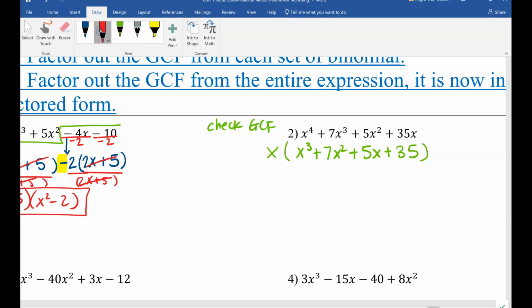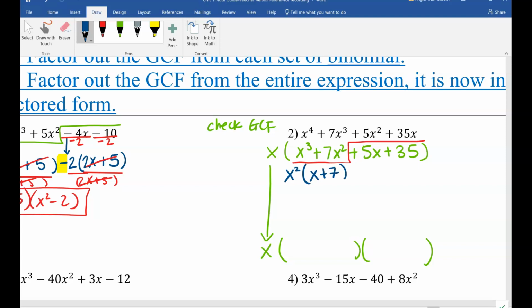Then take the remaining 4 terms and break those into 2 sets of binomials. This green one right here, we're going to save it for now. That will be part of our answer because our answer is going to be that in the front and then 2 quantities. So next we will break the leftover into 2. X to the 3rd and x squared, we know they have an x squared in common. Then we are going to have an x plus 7 left. This is a plus sign, so drop that straight down.